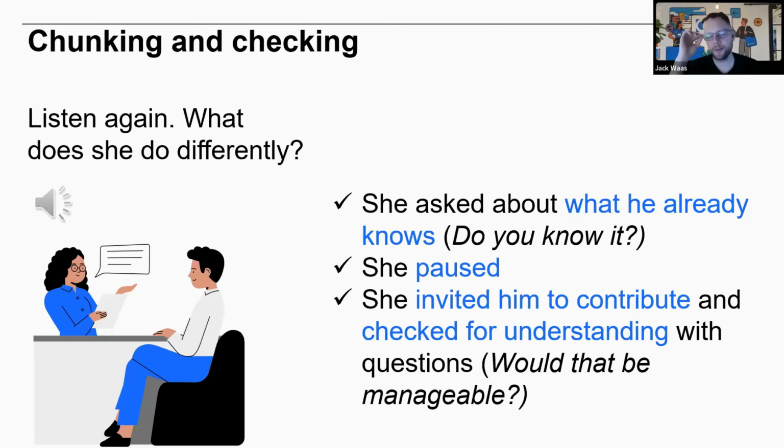All right, so yeah, one thing would be all the things that are listed on the slide, right? She asked about what he already knows. She paused. She invited him to contribute and checked for understanding with questions. So all of these things are great ways of chunking and checking, putting things in groups of information and checking to make sure that they're being understood.